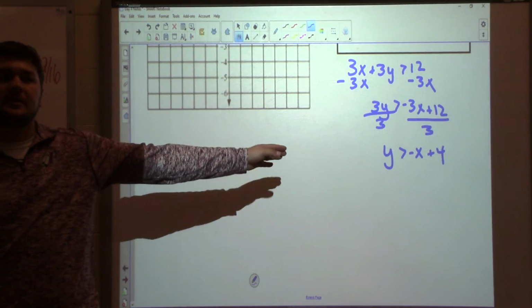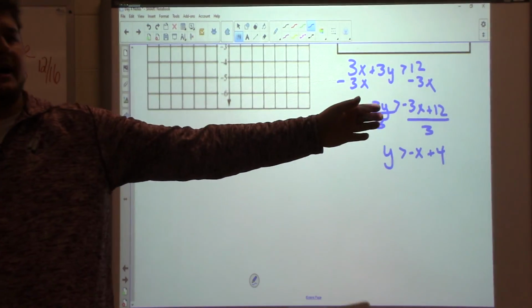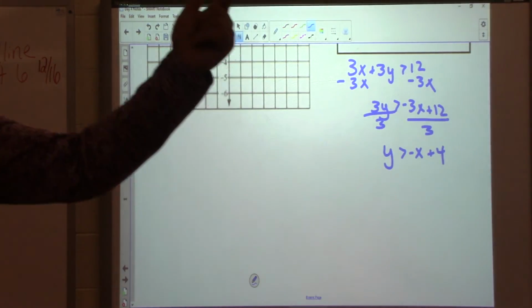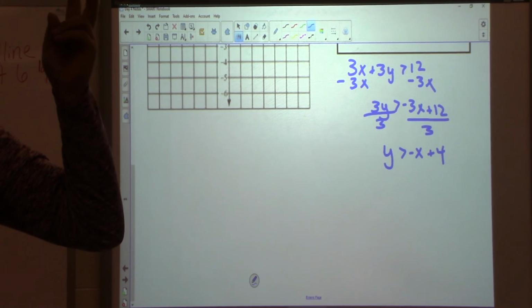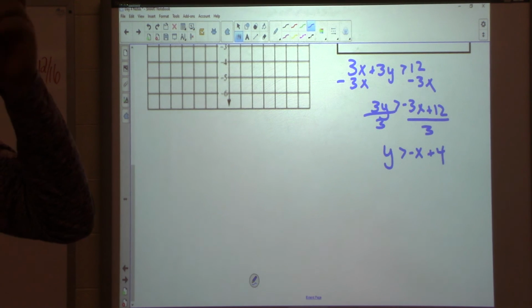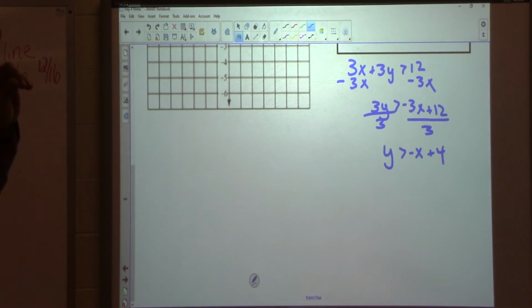Hey guys, what would happen if while I was solving for y, I multiplied or divided by a negative? The sign would have to flip, right? So be very careful if you're solving for y in this, and you multiply or divide by a negative, make sure you flip your sign.